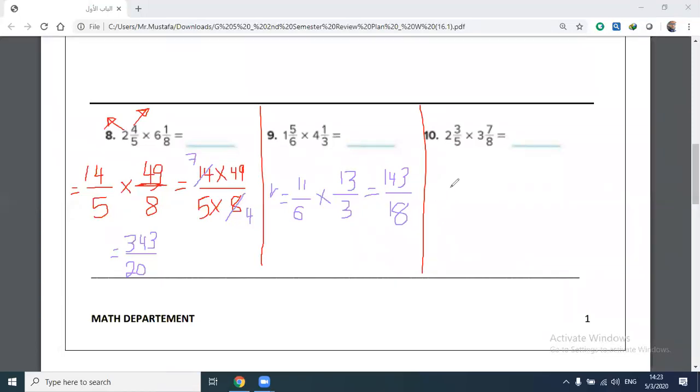Okay, next one, the last one. Keep the denominator and multiply by the whole. 5 times 2 equals 10, plus 3 equals 13. And the same for the other: keep the denominator, and then multiply by this, 24 plus 7 equals 31.